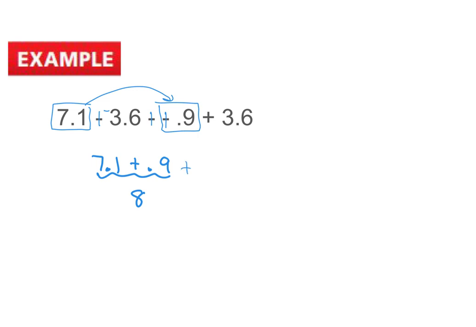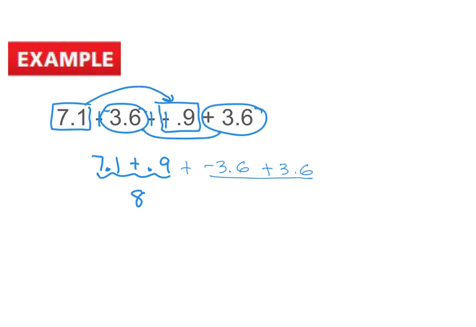Then I'm going to add the negative 3.6 plus 3.6. So I'll take this and add it to that. We're using the commutative property of addition to move the numbers around. And now we see that we have opposites here, and negative 3.6 plus 3.6 is 0. 8 plus 0 is 8.